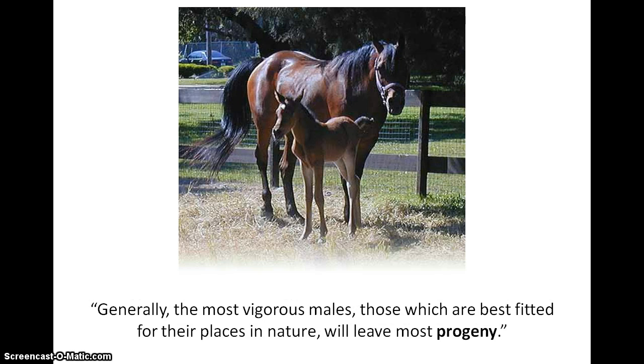And the last word is progeny. Darwin writes, "Generally, the most vigorous males, those which are best fitted for their places in nature, will leave most progeny." If you understand just a little bit about Darwin's theory of natural selection, you can probably come up with a definition of progeny, which means offspring.